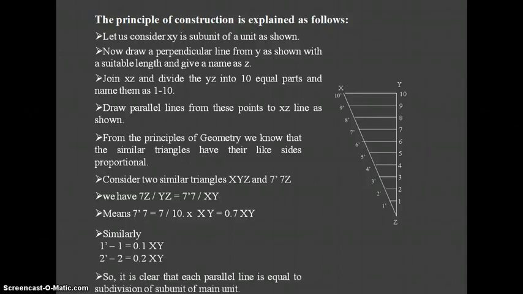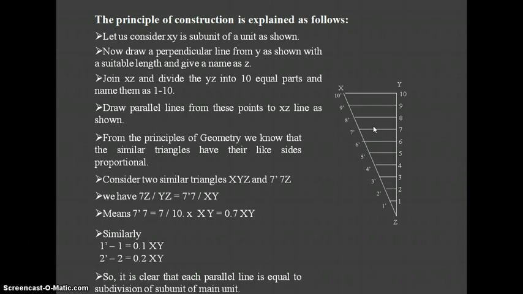So it is clear that each parallel line is equal to the subdivision of the subunit of the main unit. This is the subunit, and this is the subunit of the main unit. While constructing the scale, we need to divide the main unit into 10 equal parts. Then, after dividing the subdivision into 10 equal parts, we need to draw diagonal lines, and then we can get the subdivisions of the subunit.